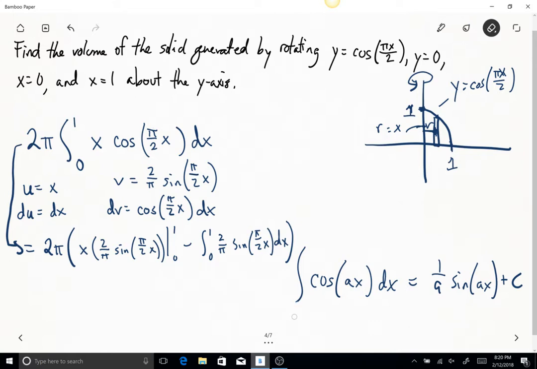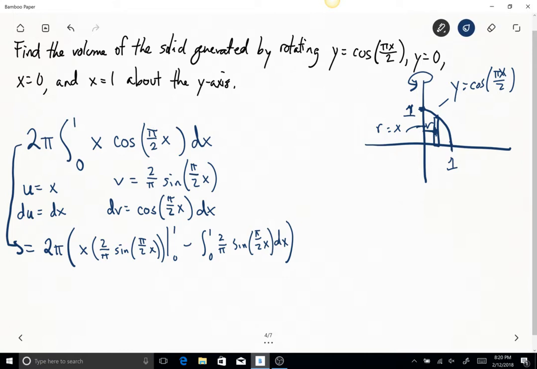Okay, so I'm going to erase that piece. And I want to brush this up just slightly, make it look a little bit nicer. Notice we have a pi here sitting out in front. We're going to multiply that pi and that 2 on through, so we get 4x, because the pi's would cancel in that first case, 4x sine of pi over 2x, evaluated at 0 and 1.